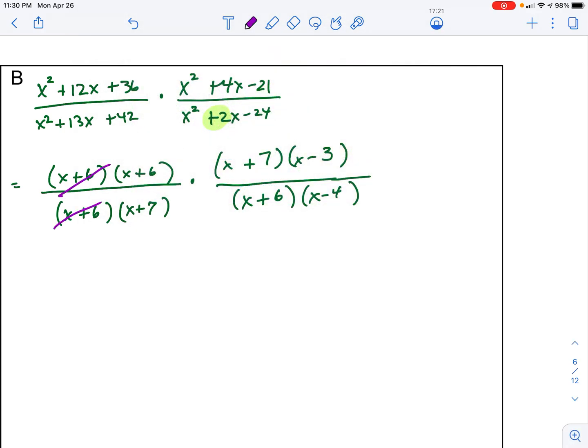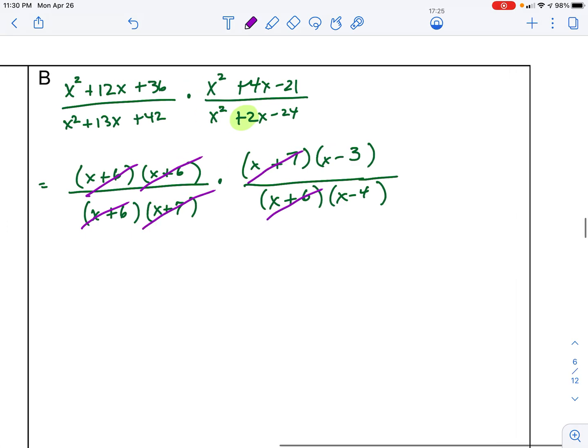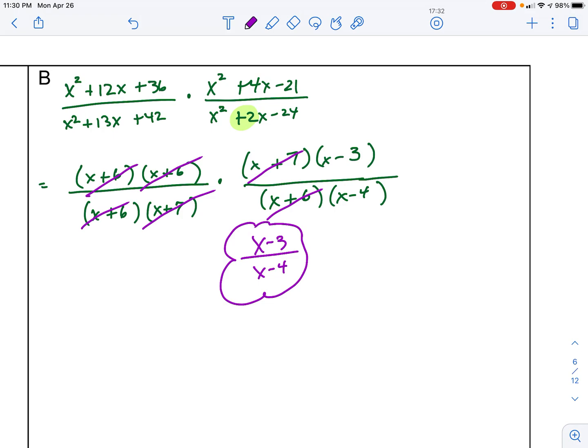All right, let's go to town and cancel. We have x plus 6 here, x plus 6 here, x plus 7, and all that's left is this x minus 3 over x minus 4. That's the answer to letter B.